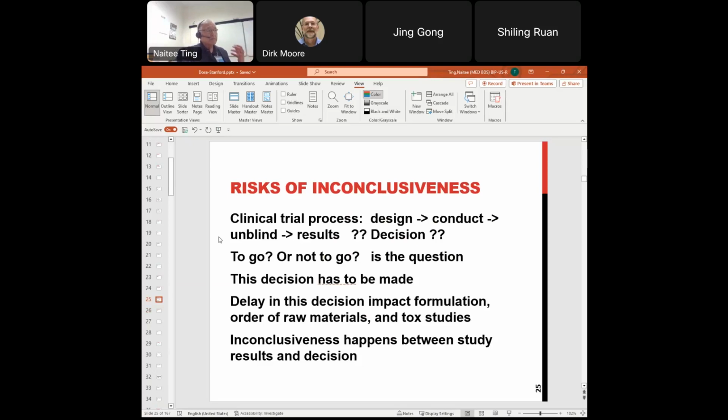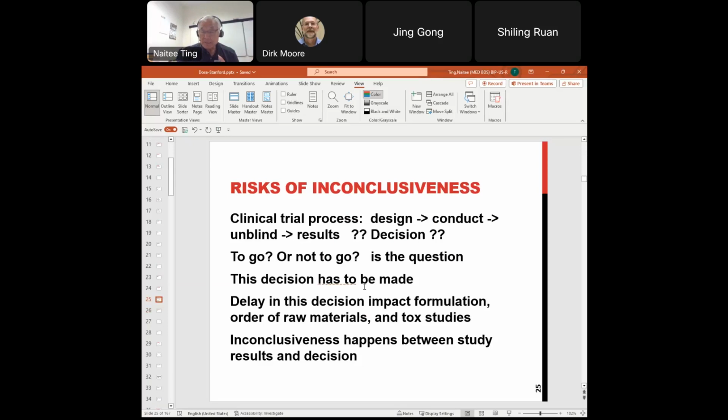So typically, the clinical trial process, you design, conduct, unblind results, but from results, can you make a clear go, no go decision? The question is to go or not to go. This decision has to be made. There's nothing in between. You have to make that decision. This molecule is in front of you, whether you want to continue to develop or you stop developing it. And the clock is ticking because the patent life is running out. You have to make a decision.